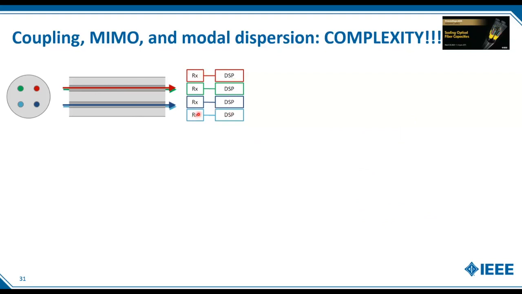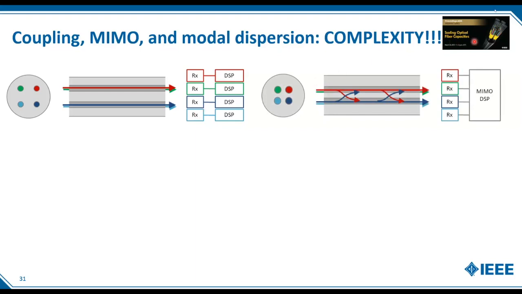However, if we want to increase spatial density, we have to squeeze the cores closer to each other. And if we do so, the signals start coupling during propagation. So in this case, we cannot receive them with independent receivers. We need a unified receiver, which means that we have to treat the spatial channels as spatial superchannels, and we need the multiple input, multiple output techniques to retrieve the transmitted signals.